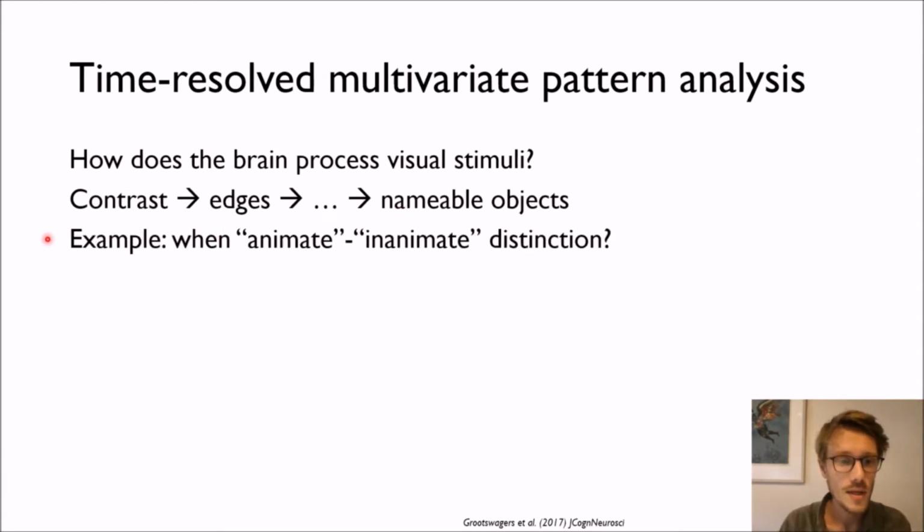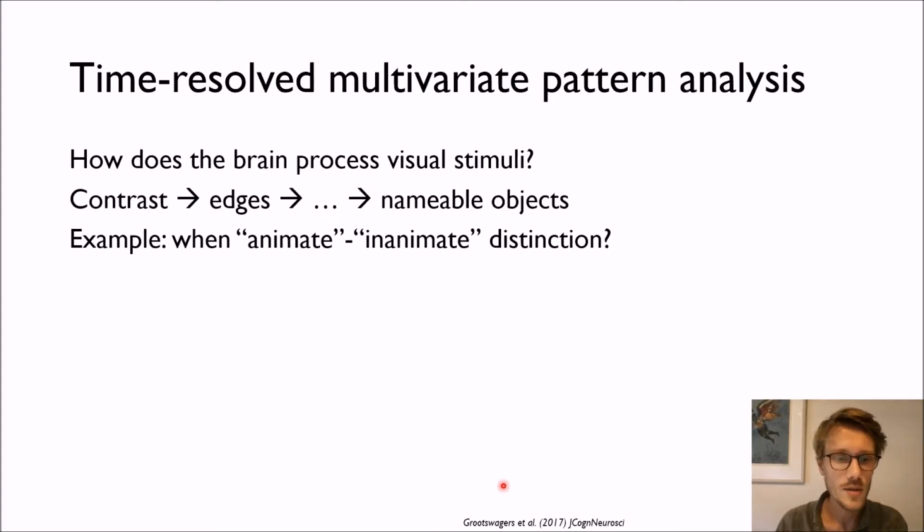And the example study that I'll use here is going to be focusing on animate versus inanimate objects. So when can you tell, based on the signals in the brain, that a specific image that is being shown to a subject contained an animate object or an inanimate object? And this entire explanation can be found in a tutorial paper on time-resolved MVPA, as it's abbreviated, by Tijl Grootswagers and his colleagues that was published last year in the Journal of Cognitive Neuroscience.